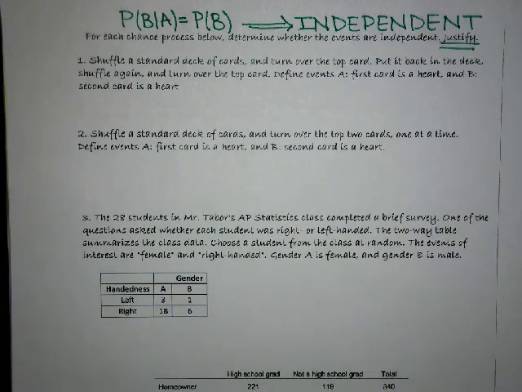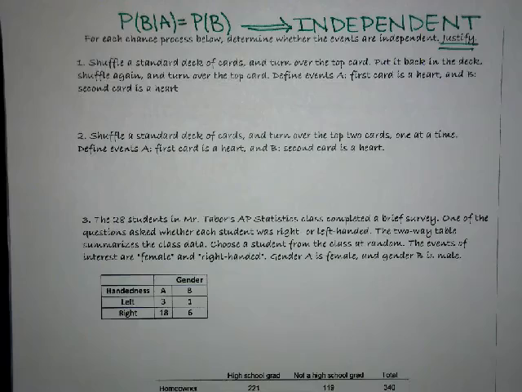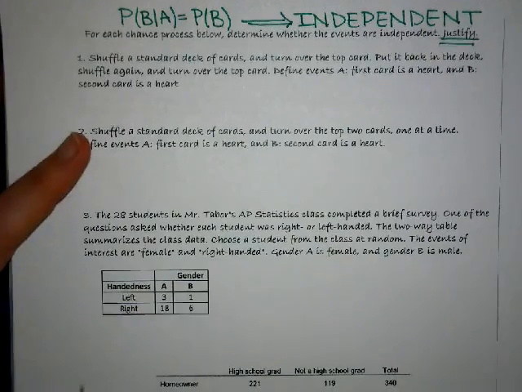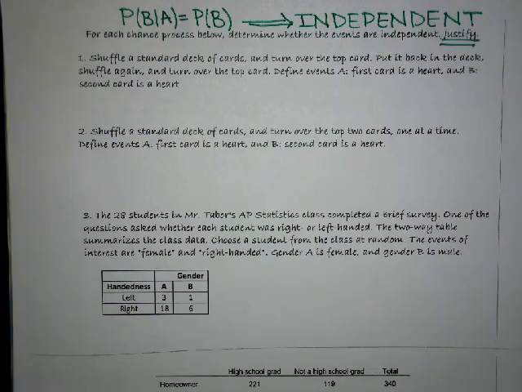All right, so we're going to be talking about cards in the first two, and then we're going to move to a different type of situation. I want to draw a line here because last period it bothered me that there wasn't a line between them. It seemed very, I don't know, just bugged me.